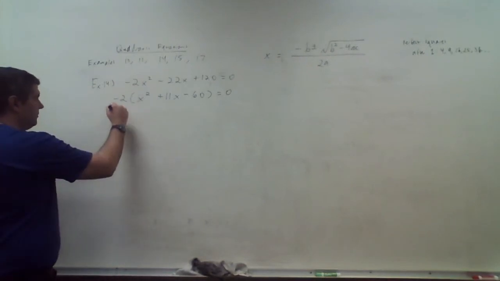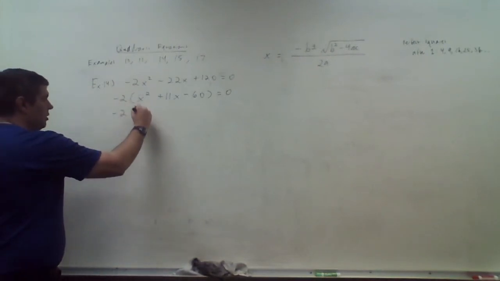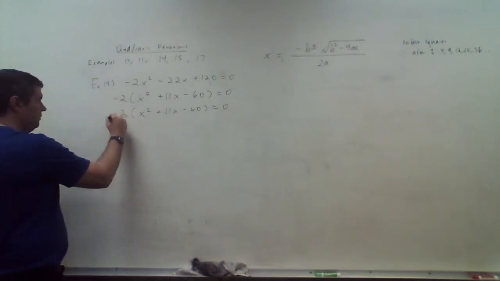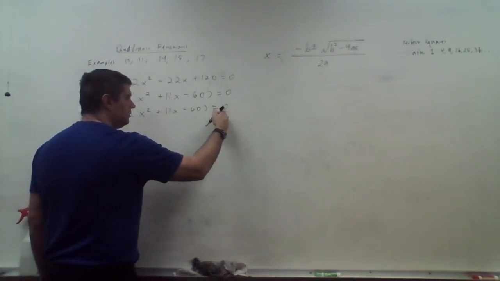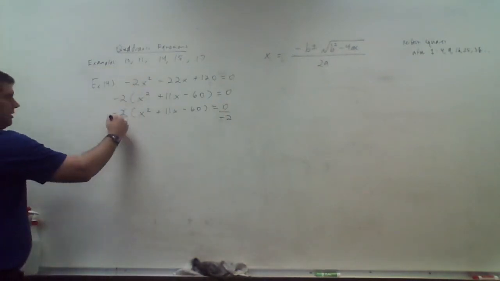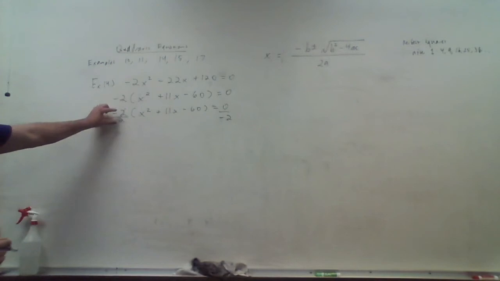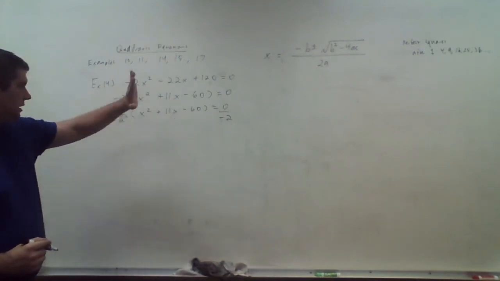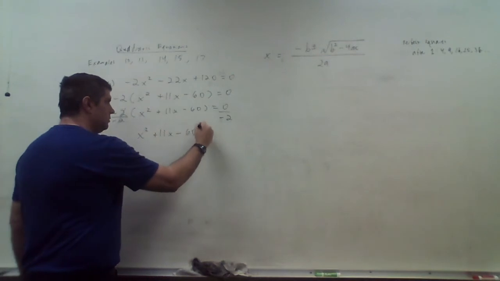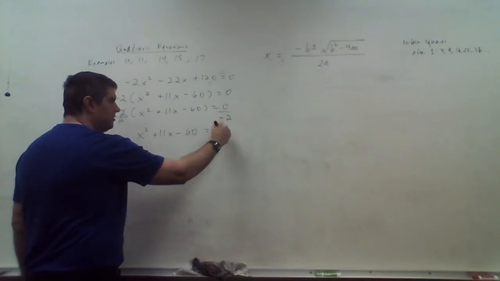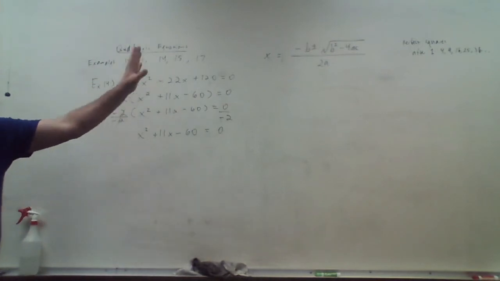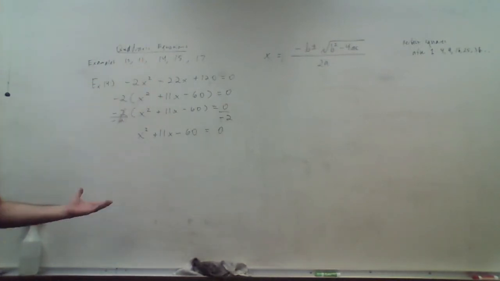Next step. We divide it off. Okay. So these cancel. 1 times this leaves this. And 0 divided by negative 2 is still 0. Now, before we start trying to get fancy with completing the square or the quadratic formula, let's check to see if it's factorable.